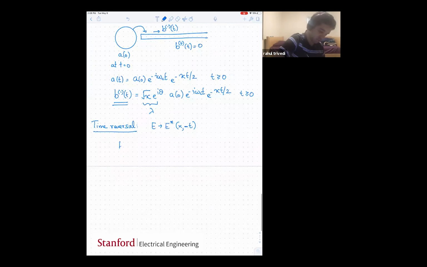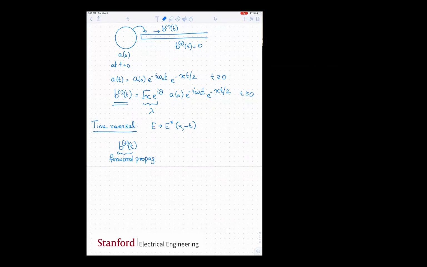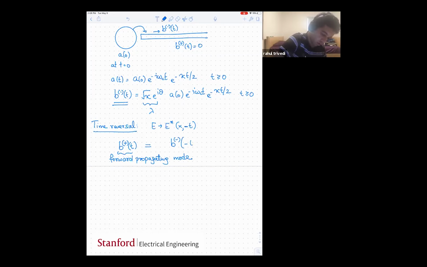So our B plus of t, which is a forward propagating mode, would be equal to B minus of t with the conjugate. Does this make sense, or are there any questions here? So think about this a bit.